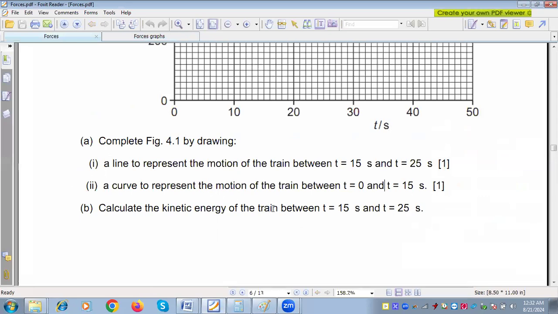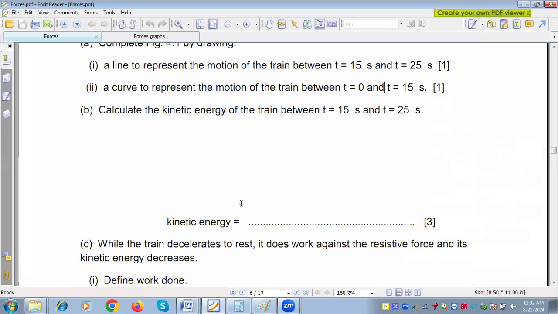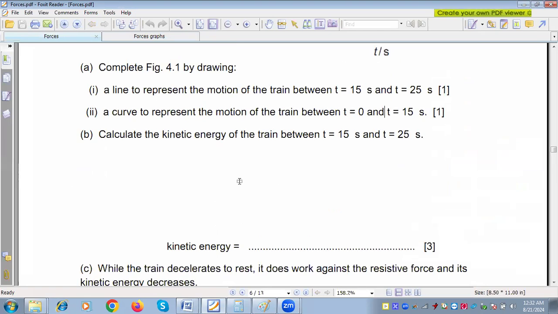Calculate the kinetic energy of the train between t equals 15 seconds and t equals 25 seconds. So we will make use of the velocity, which is known to us. We will make use of the formula KE equals half mv squared.